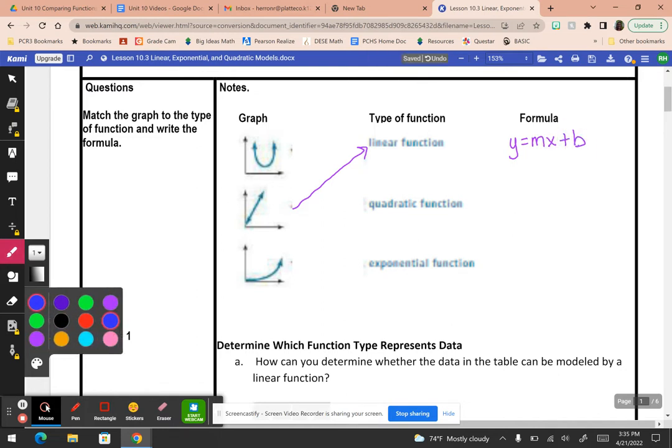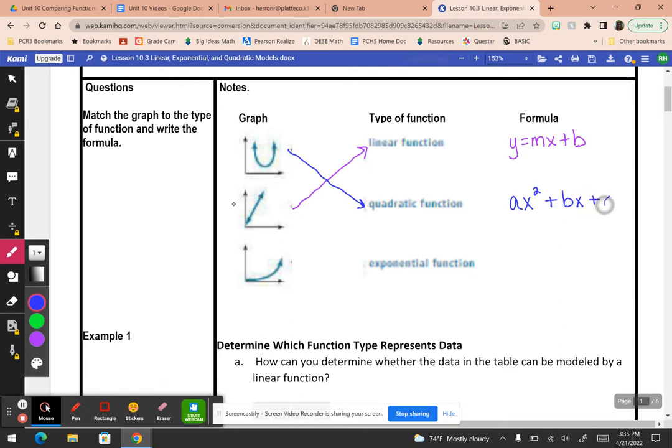Our next one is a quadratic function, and our quadratics always make that U shape. And a quadratic is our factoring stuff. So that was ax squared plus bx plus c.